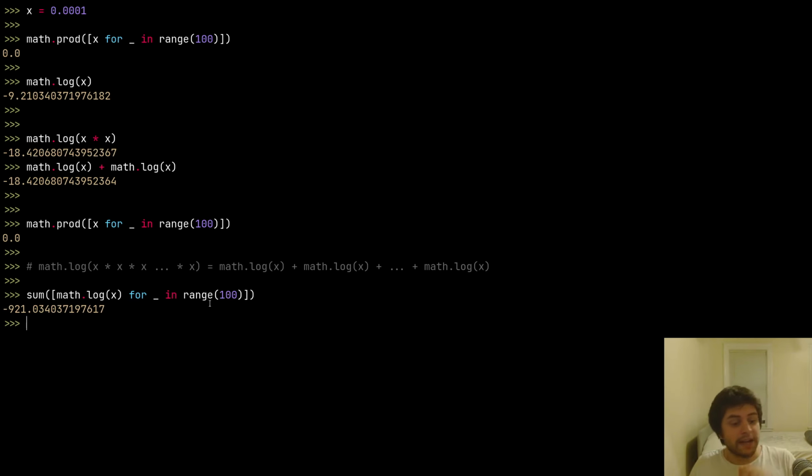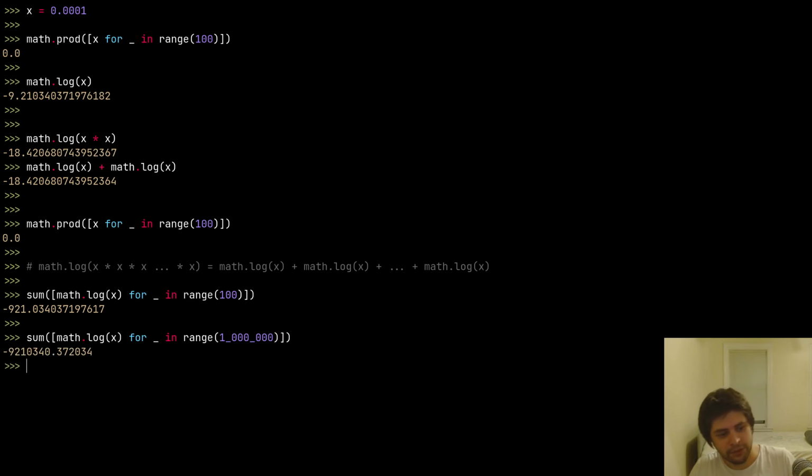And of course, we got a negative number because in that interval 0, 1, we're pretty much adding up negative numbers. But how stable are we? Can we go higher than 100? Can we go as far as 1,000,000? How stable are we? Well, we are very stable. I mean, that's minus 9,210,340 point something, but no problems, right? We could still get a number.